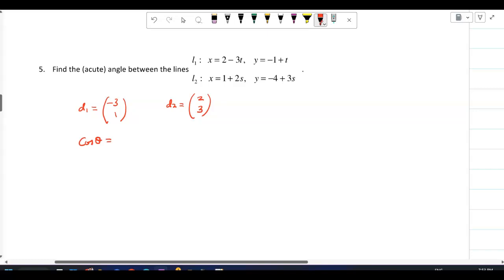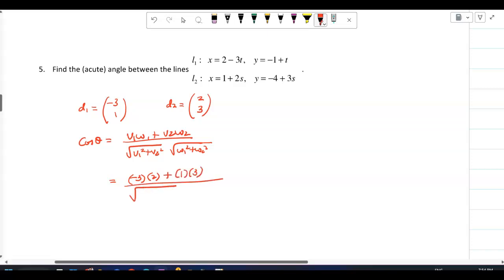Cos theta is equal to (V1 W1 plus V2 W2) divided by the magnitudes of these vectors, root of (V1 squared plus V2 squared) and so on. So that's -3 into 2 plus 1 into 3, divided by root of 9 plus 1 and root of 4 plus 9. So -6 plus 3. Now if you want an acute angle, you put this in modulus.